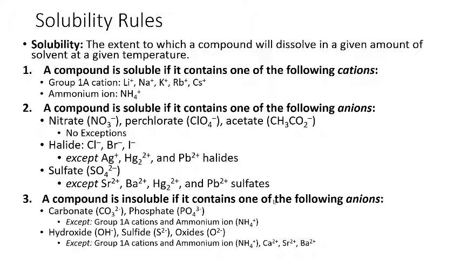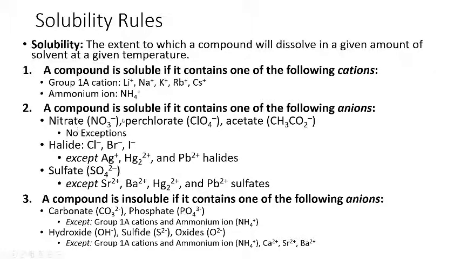All right, first rule. A compound is soluble if it consists of one of the following cations. The group 1A cations, so the alkali metals, lithium all the way down through cesium. Any salt that contains an alkali metal will always be soluble, no exceptions. Any salt that contains the ammonium cation will always be soluble, with no exceptions. So that NH4+ polyatomic cation will always be soluble.